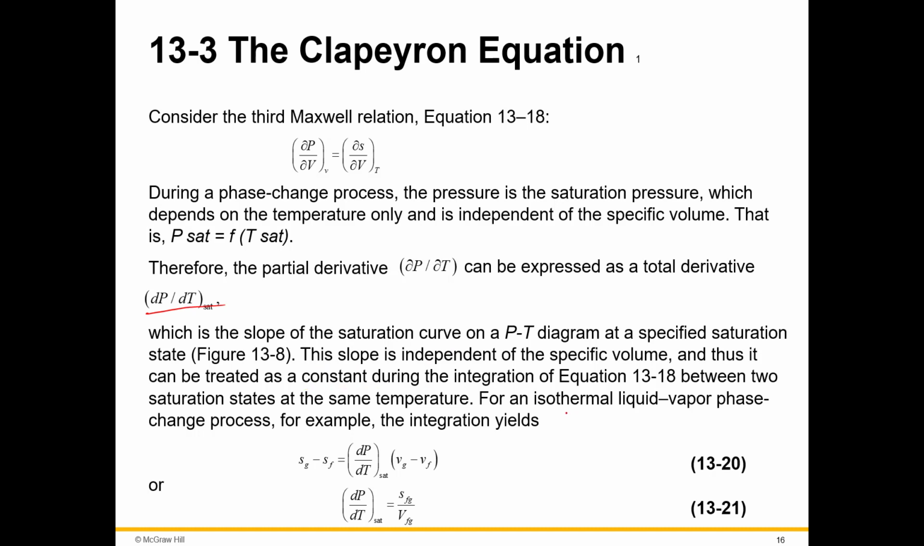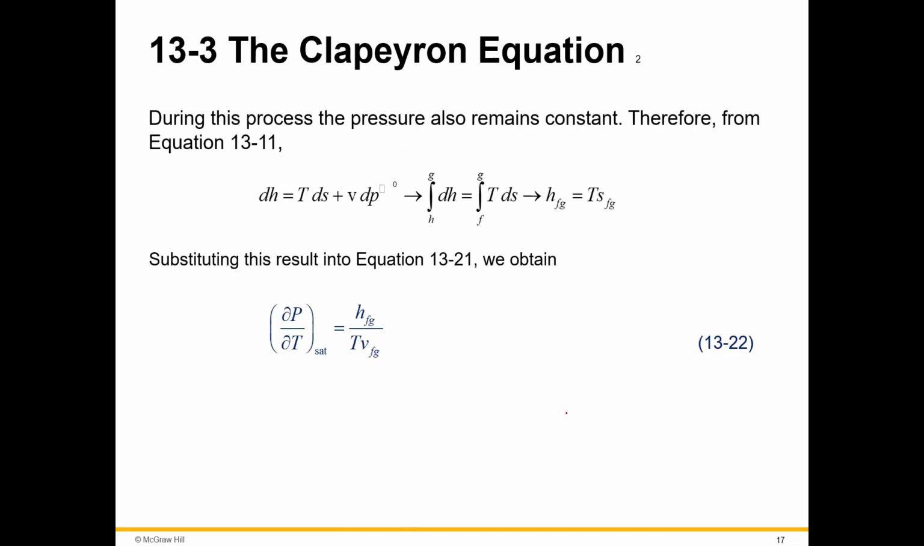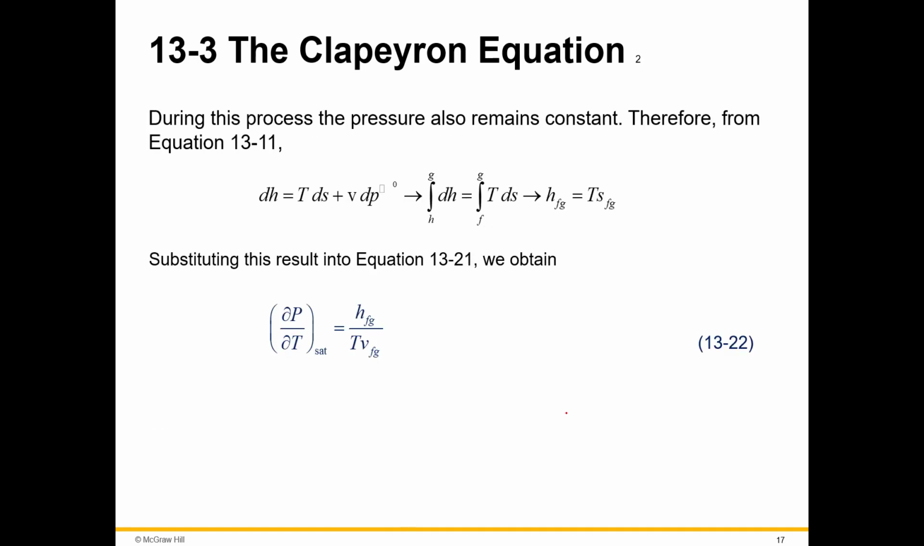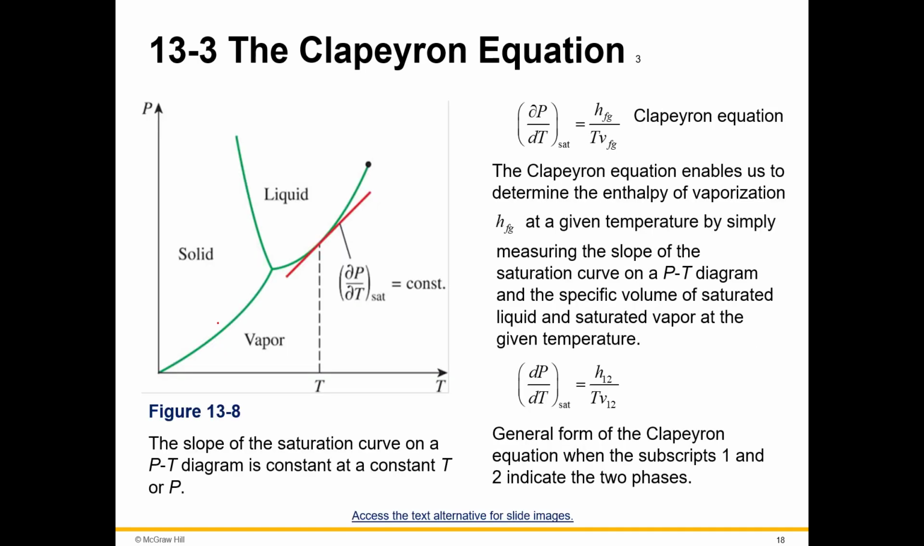For isothermal liquid-vapor phase change processes, the integration yields these two below. So it's just telling you how you get these equations that you'll use, just the background information. During this, pressure is also constant, so that's isobaric. And here's an equation there. Then you can substitute that into equation 13-21, which is back here, and you get 13-22 down here. Again, this is just walking you through how we get the equations that we use.